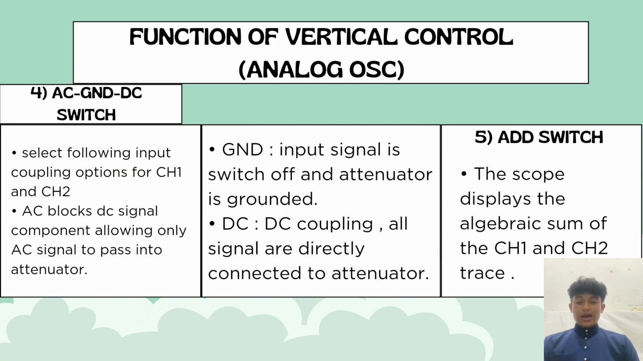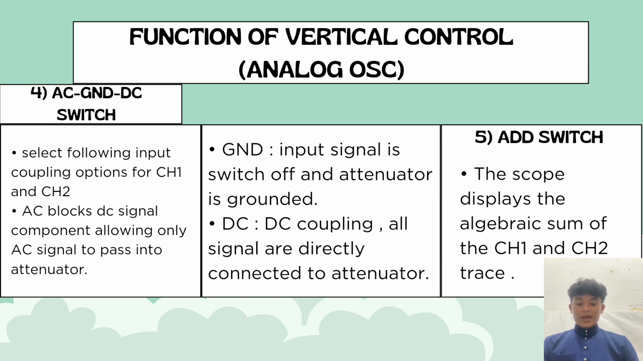Number 4, AC GND DC switch. Select the following input coupling options for CH1 and CH2. AC blocks the DC signal component, allowing only the AC signal to pass into the attenuator. GND, the input signal is switched off and the attenuator is grounded. DC coupling, all signals are directly connected to the attenuator.